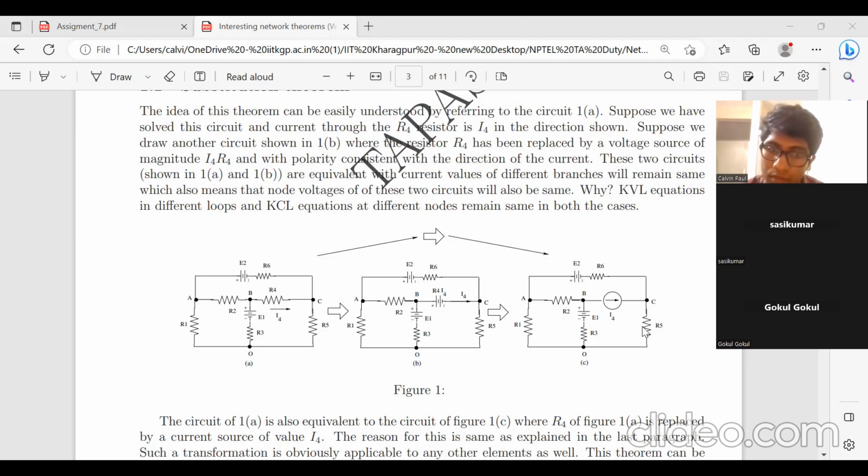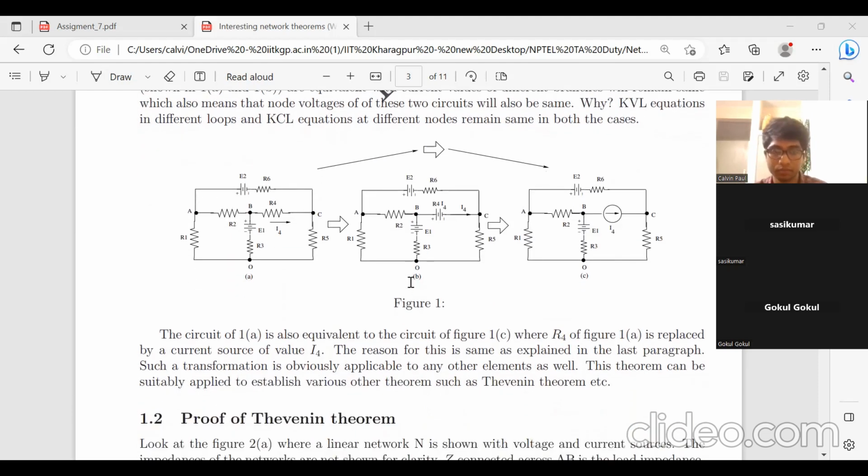And so what we have done effectively is there was a resistor. We can replace that resistor by a voltage source, or we can replace that resistor by a current source. But that should be a suitable value of voltage. It should be R4 into I4 as well as the current source of current I4.